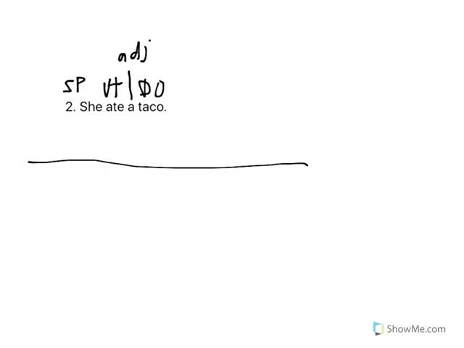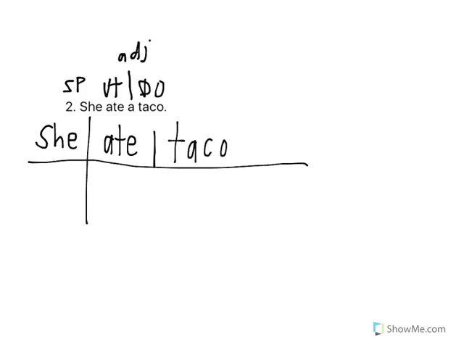So let's diagram. Subject, she. Verb, ate. And what do we do with that direct object? A half line. Now, adjective is going to be describing a, because a what? A taco. So this adjective will be describing taco.